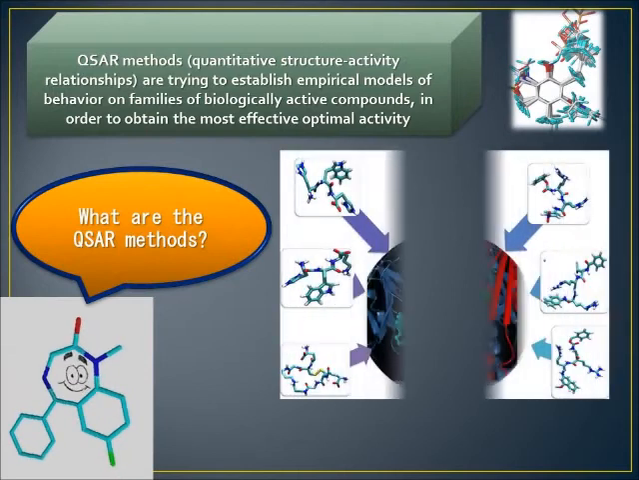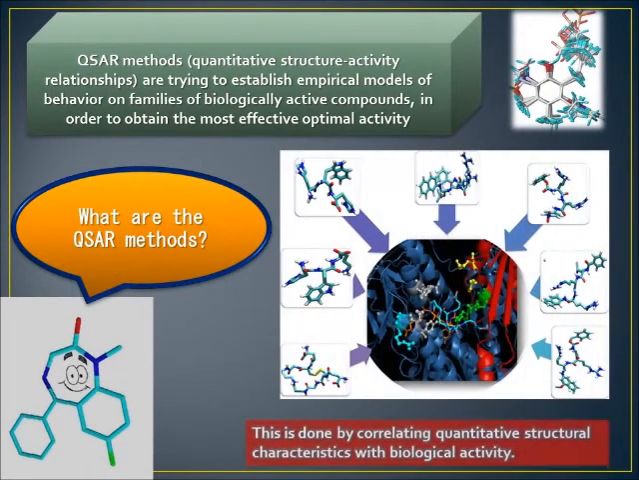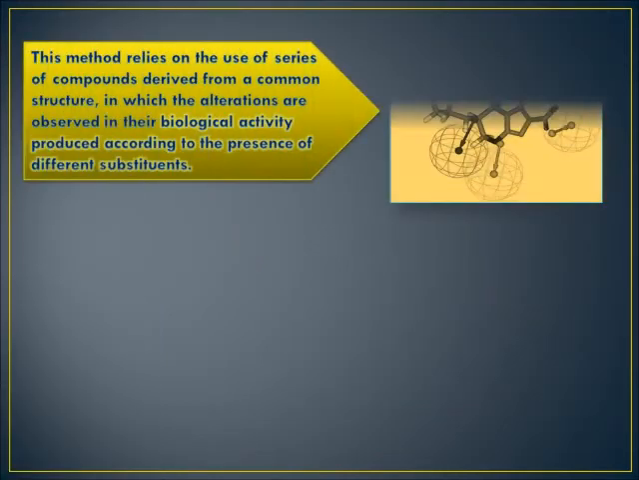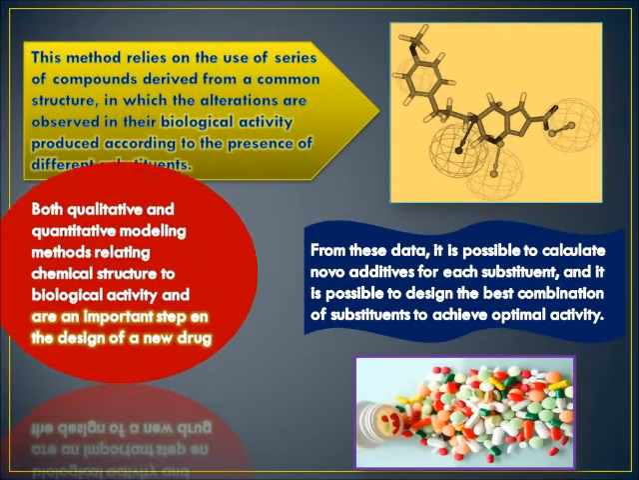Together with the SAR exist the QSAR methods. QSAR methods try to establish empirical models of behavior on families of biologically active compounds in order to obtain the most effective, optimal activity. This is done by correlating quantitative structural characteristics with biological activity.